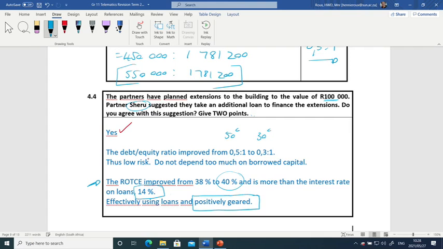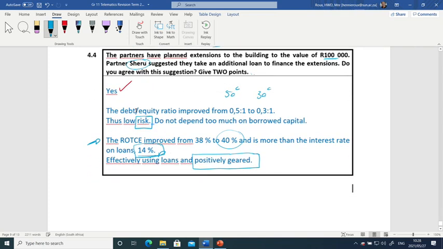Debt equity refers to the risk, low risk, because we don't really depend too much on the borrowed capital. We will be able to repay the loan. If that one is 1-to-1, it means for every 1 rand own capital, we borrowed 1 rand. That's high risk. But the return on total capital employed refers to the gearing. Positively geared. Why? Because the percentage return is more than the interest rate on the loans that we have to pay.